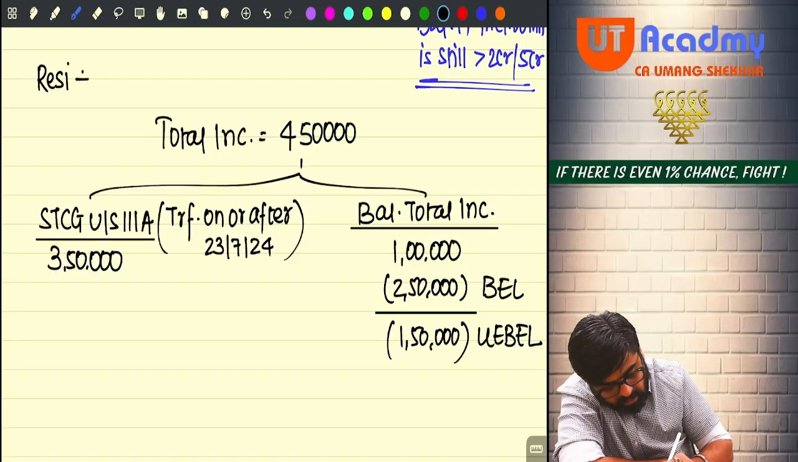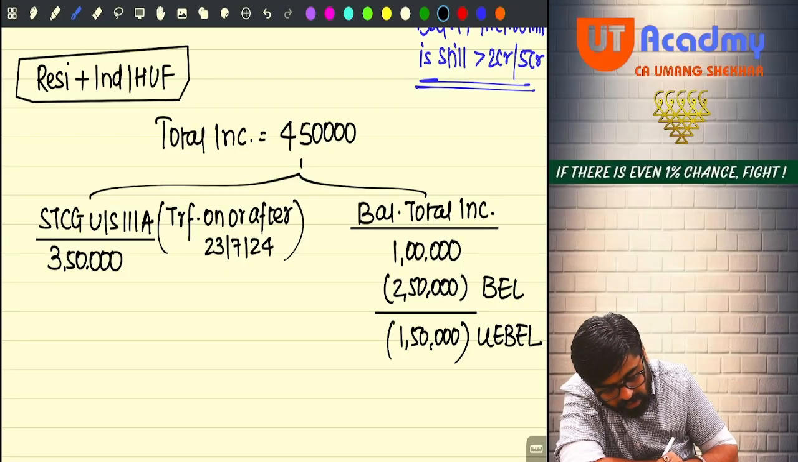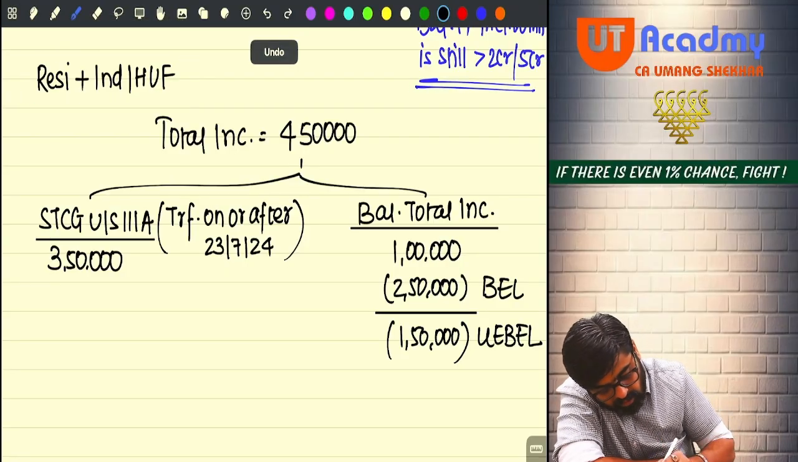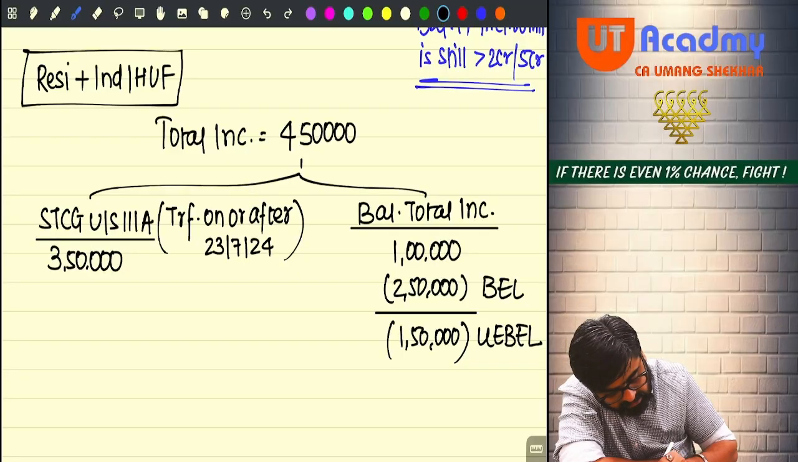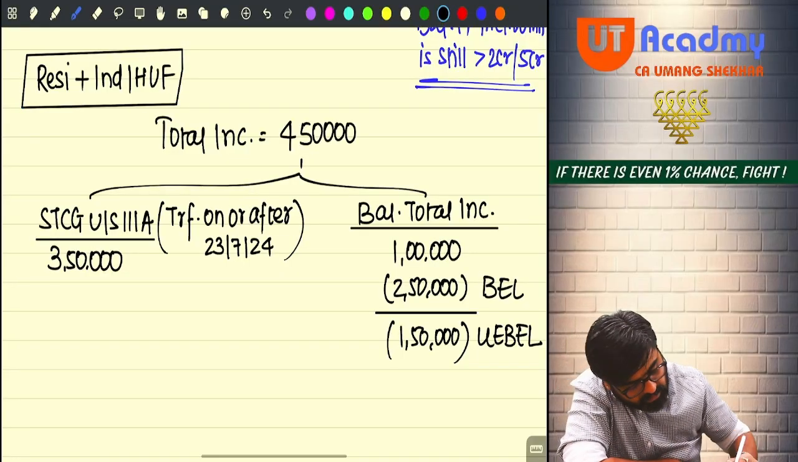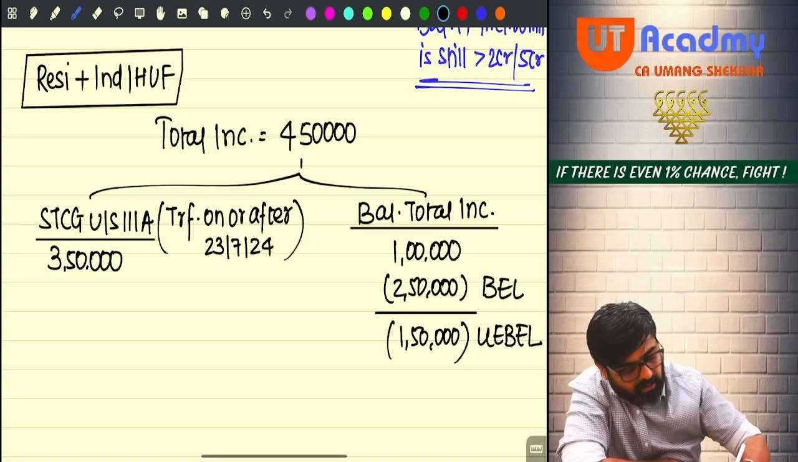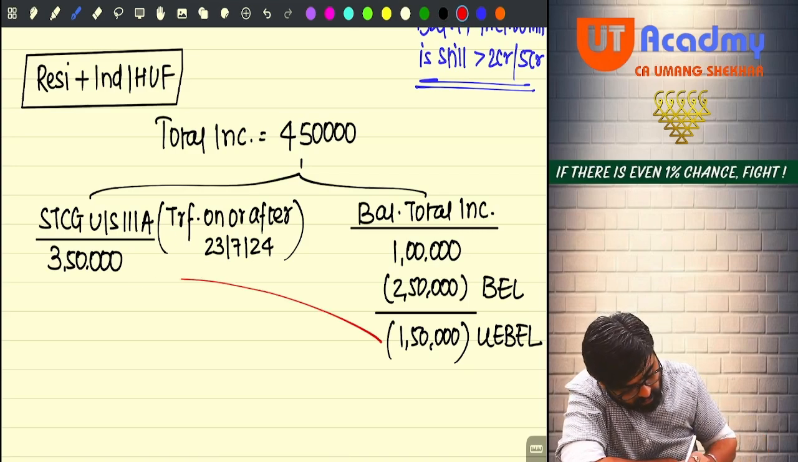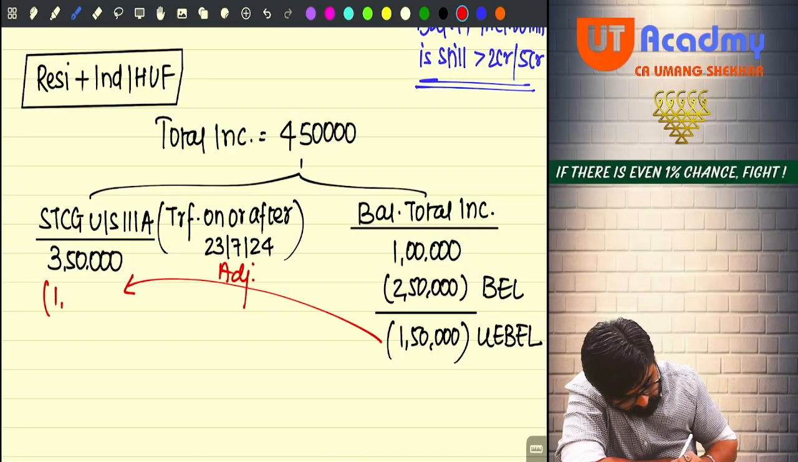Yes, sir. Are you individual or HUF? Do you have any unexhausted basic exemption limit with yourself? Unexhausted basic exemption limit? Do one thing. You can adjust this from your short term gain, that is given in 111A only.